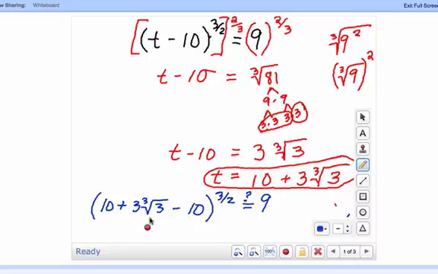So 10 minus 10, those cancel out. Leaves you with 3 times the third root of 3. Okay, and I'm just going to go ahead and write this as 3 times 3 to the 1/3. Okay, and we're going to raise that to the 3/2 power. Okay, so 3 to the 3/2 times 3, if I multiply 1/3 times 3/2, that's going to give me 1/2, times 3 to the 1/2.